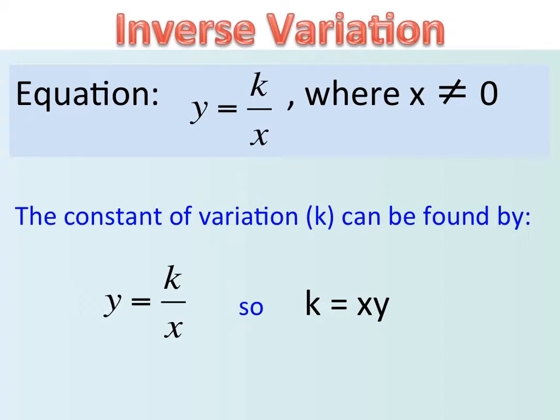The constant of variation k can be found by multiplying x times y, and the way you get that is by solving the equation as a literal for k. You would get rid of the divided by x, so you would multiply by x on both sides, and k is just x times y. In direct variation, k was y over x, kind of like slope is y over x, but inverse, remember, is kind of opposite, so instead of dividing, we're going to multiply.